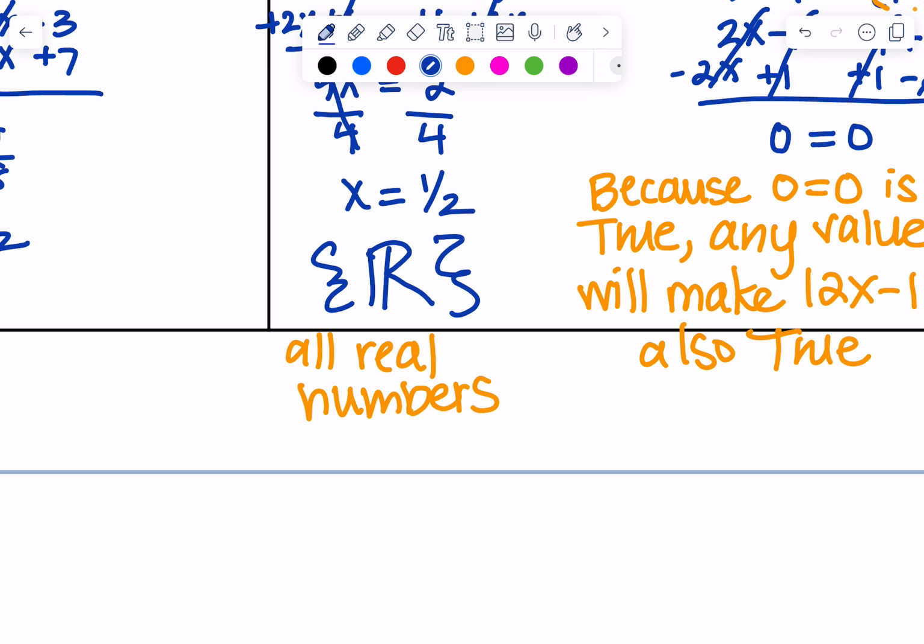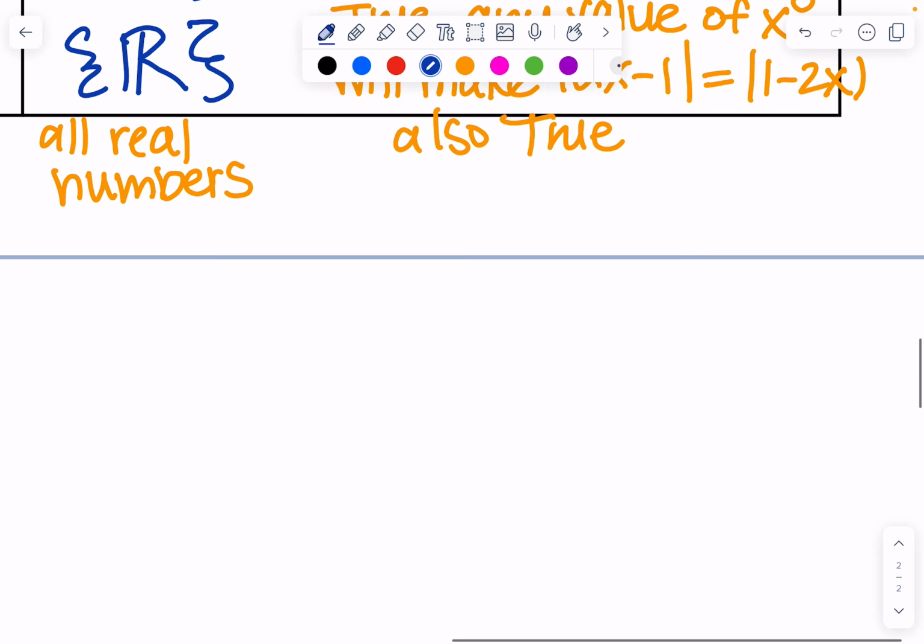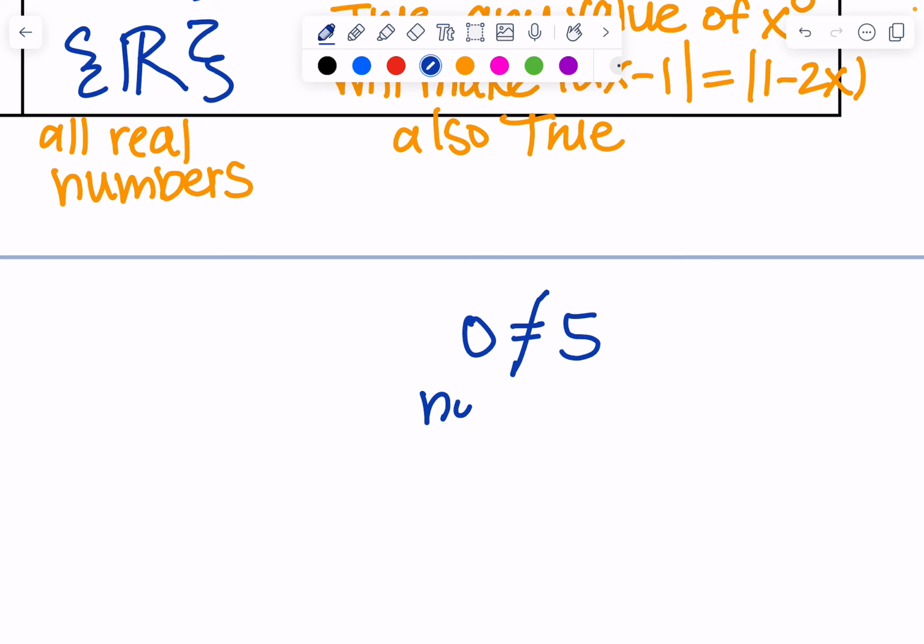Now, we've seen problems like this before, but if in the end we ended up with like 0 equals 5, those are not true, so that one would be no solution. Okay, that's not what we have here, but that would just be an example.